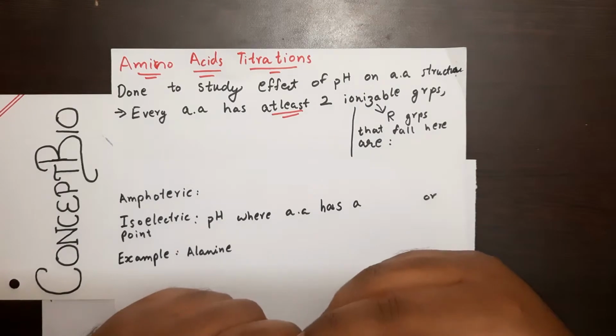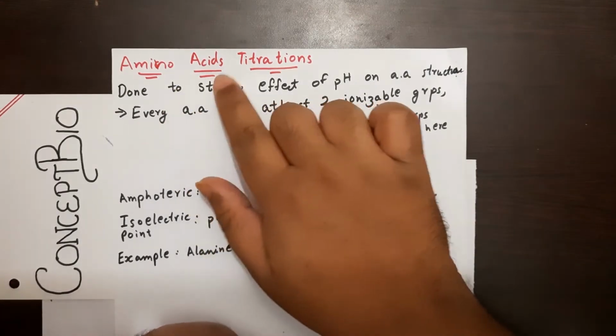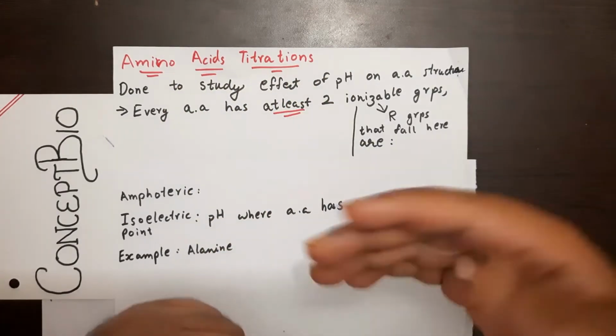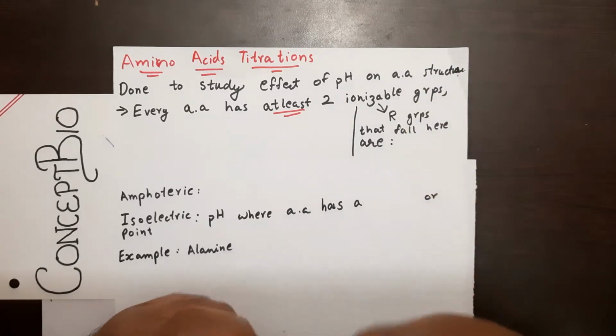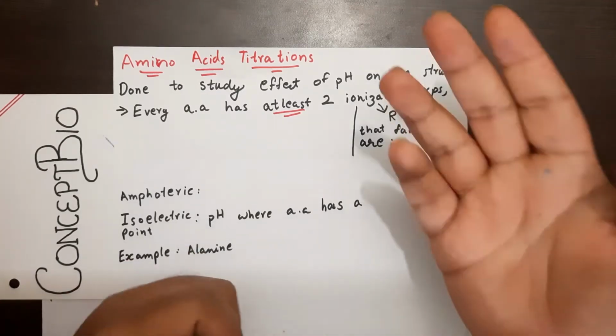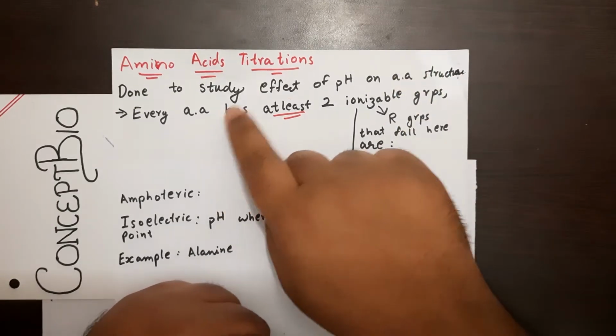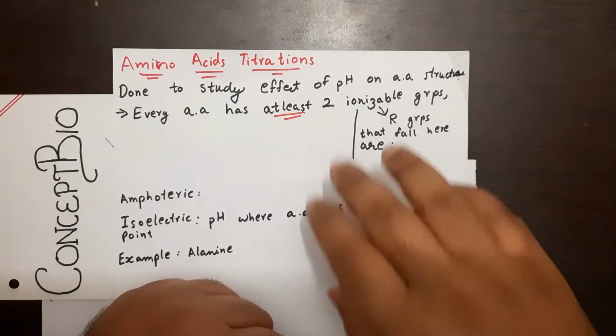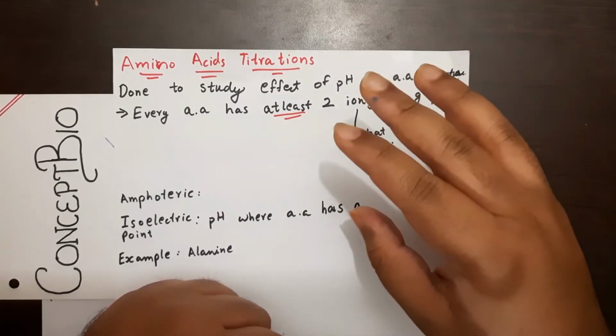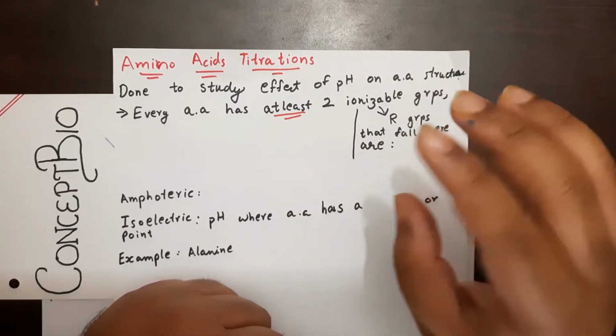In this video series, I'm going to be talking about amino acid titrations, and calculation of the isoelectric point and so on for amino acids. So let's get into it. So why do we study the titration? It is basically to study the effect of pH on the amino acid structure. Based on different pH values, the structure variation occurs.